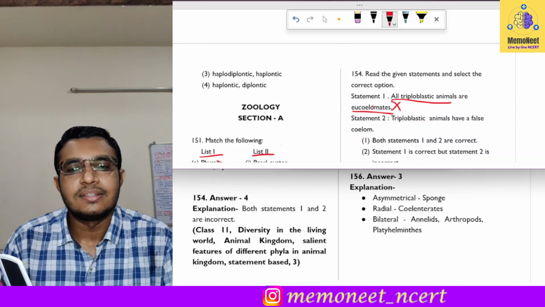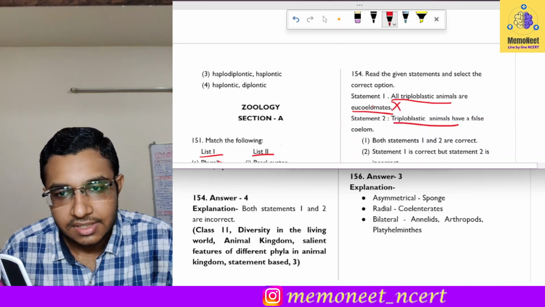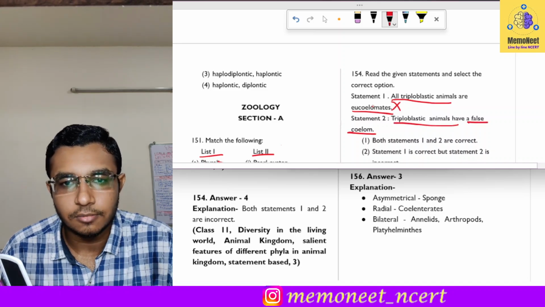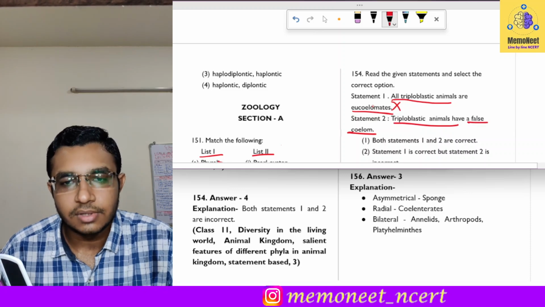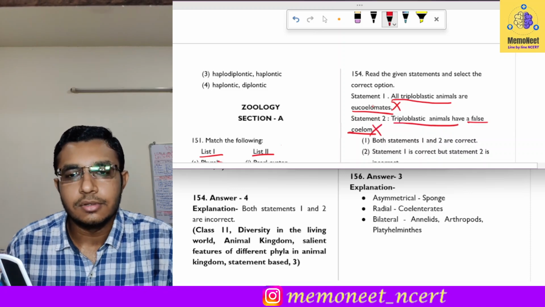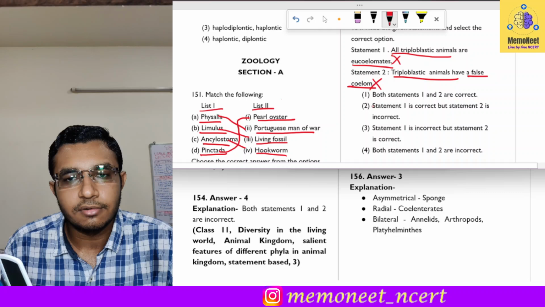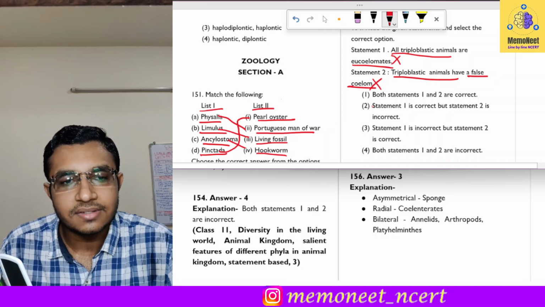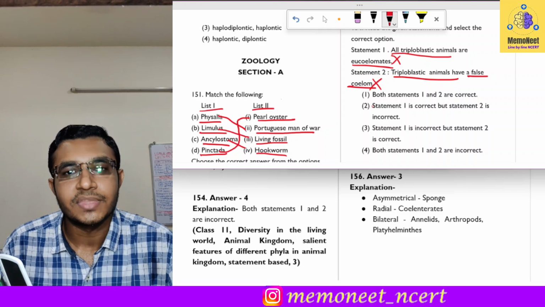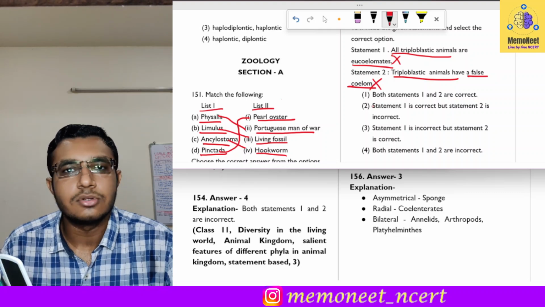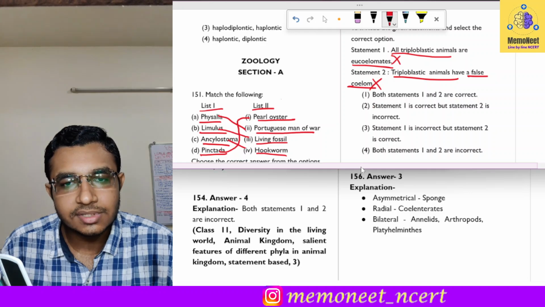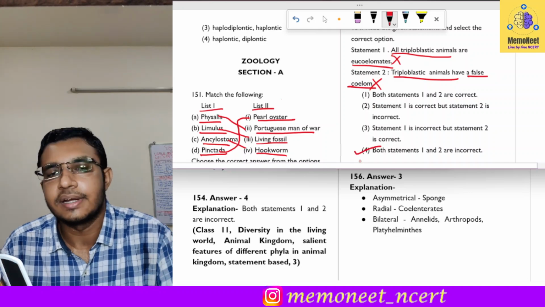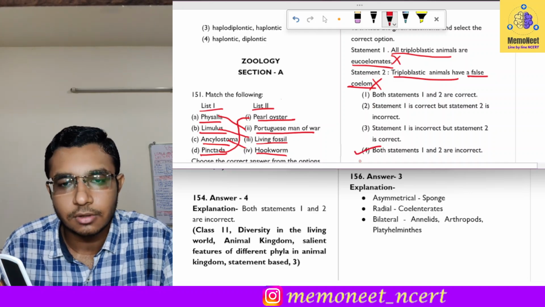Then the second statement is triploblastic animals have a false coelom. Is this true? No, that is also incorrect, because all triploblastic animals do not have a false coelom. The animals which have a false coelom are called pseudocoelomate animals. So this statement is also incorrect. So both statement 1 and statement 2 are incorrect. Therefore the correct answer of this question is option 4.